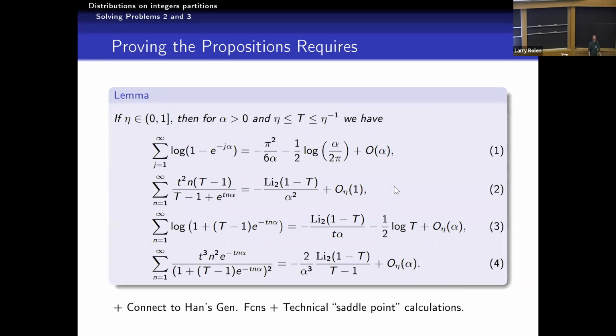Let me skip ahead just a little bit. We end up using certain identities for logarithms and dilogarithms, the sums of logarithms and dilogarithms. We're able to connect those using Hahn's functions and these similar technical saddle point calculations. And a lot of the analysis isn't too different from the previous examples. Just the saddle point method, things kind of break apart a little bit differently.